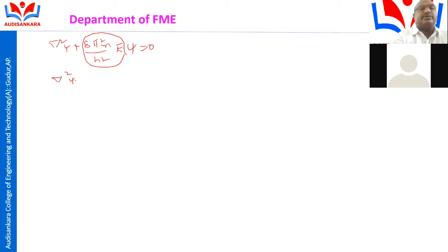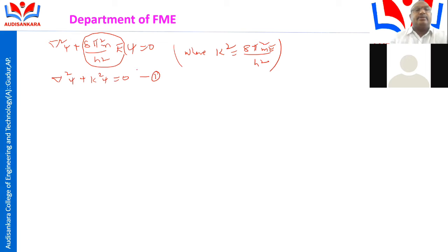In place of the constant, substitute another constant: del square psi plus k square psi is equal to 0, where k square is equal to 8 pi square m E by h square, some constant value. So my dear students, this is equation 1, del square psi plus k square psi is equal to 0. It is a one-dimensional homogeneous differential equation.